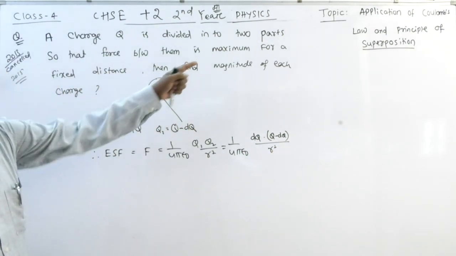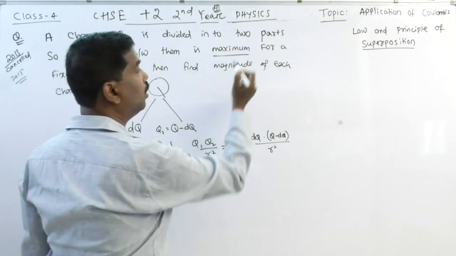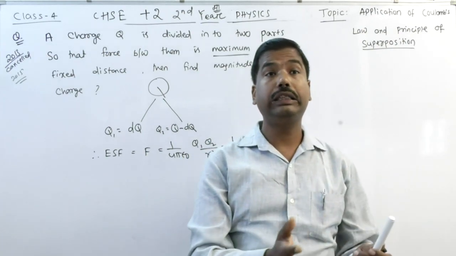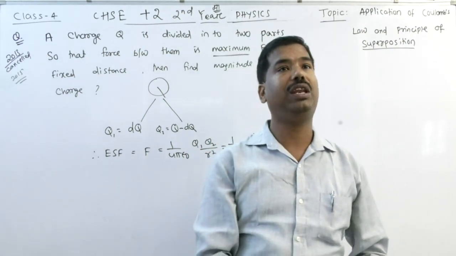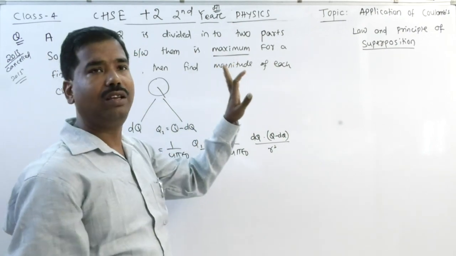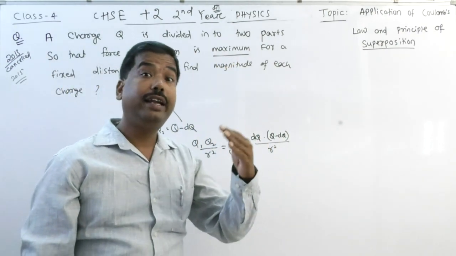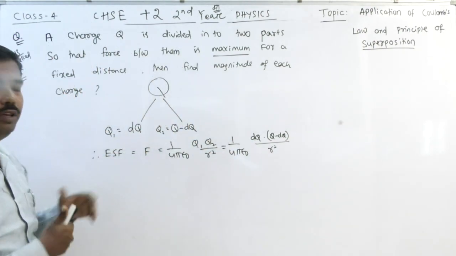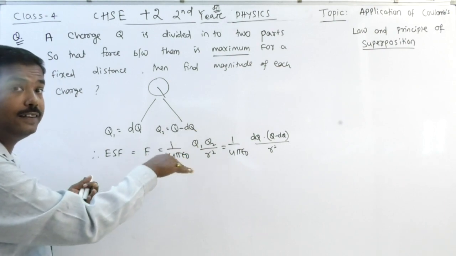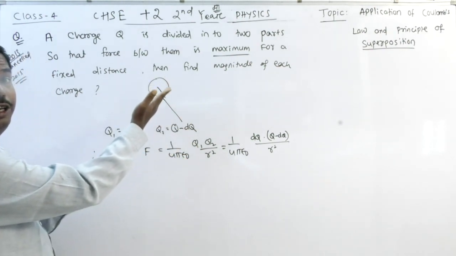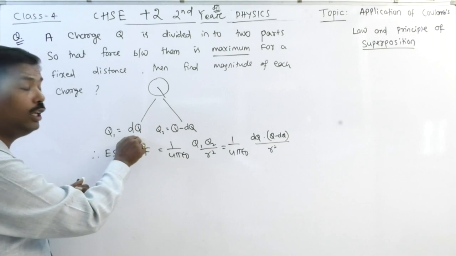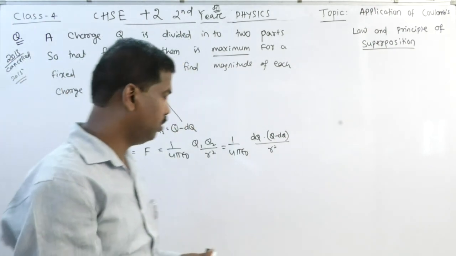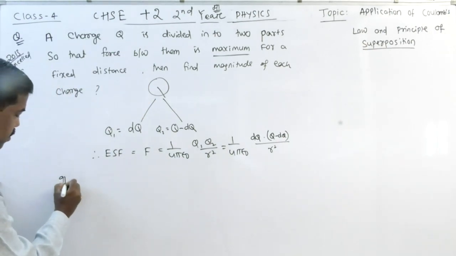It is given that the force between them is maximum. To find any force or condition to be maximum or minimum, we take the derivative with respect to the variable quantity. Here the variable quantity is dq. If dq increases, q minus dq decreases. If dq decreases, then q minus dq increases. So the variable quantity is dq, and with respect to that physical quantity, the derivative must be 0.